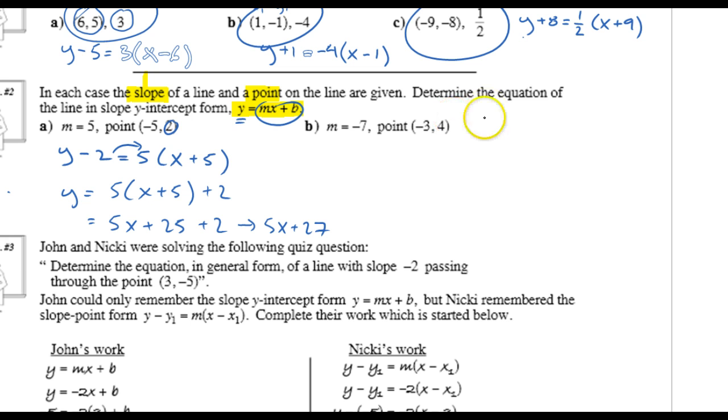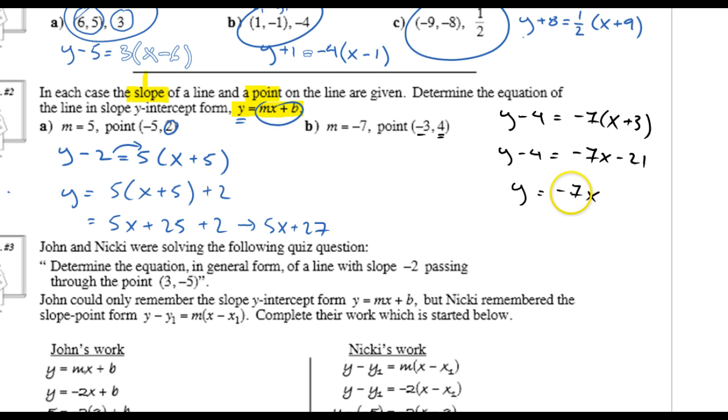Do it in black. y minus 4, there's the y coordinate, equals the slope times x minus the x coordinate. So x plus 3, because of the double negative. I'm first going to distribute, that might save me a step here. -7x minus 21, and then add 4 to both sides. I get -7x minus 17.